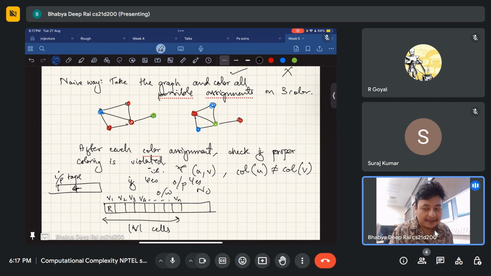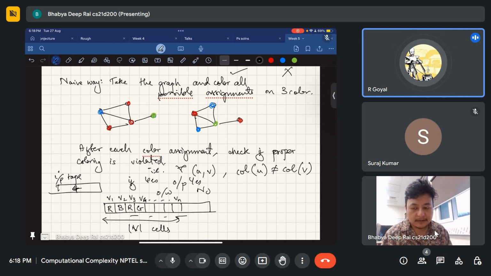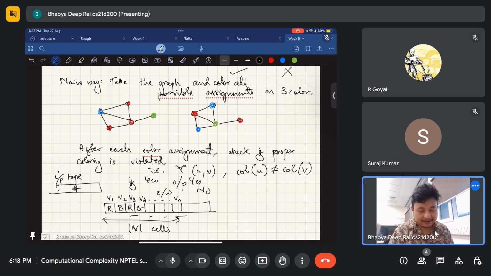Now I write here R for V1 is assigned red, B if V2 is assigned blue, and R again if V3 is assigned red, and G here if V4 is assigned green, and so on. And then I do all possible combinations of this. How many possible combinations are there? For each cell, we have three possibilities. First cell has three possibilities, second cell has three possibilities, and so on and so forth. So there are 3 to the size of V many possibilities.